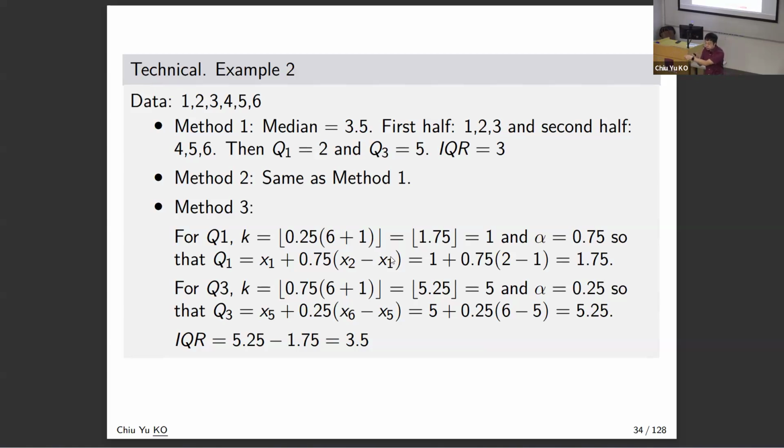But it's more closer to x2. So you take 0.75 of the distance, right? Because this number is larger, it should be closer to x2 than x1, right? That's called linear interpolation, if you care about the term, okay?